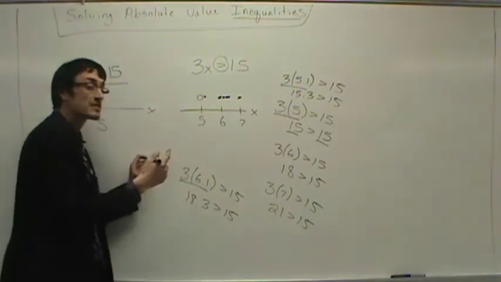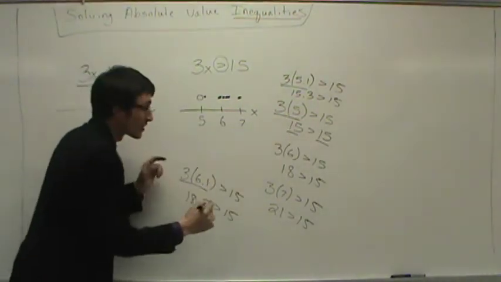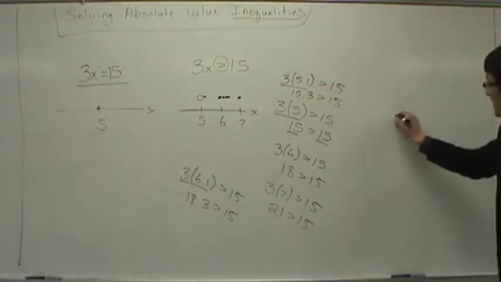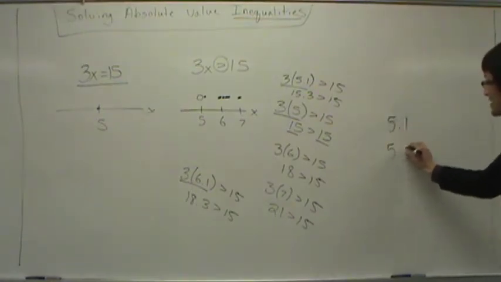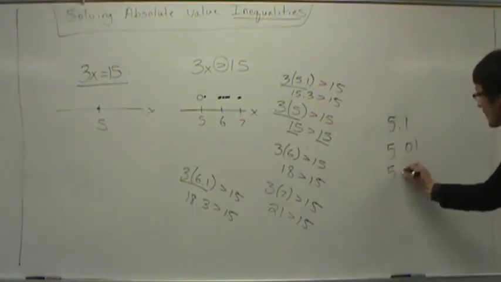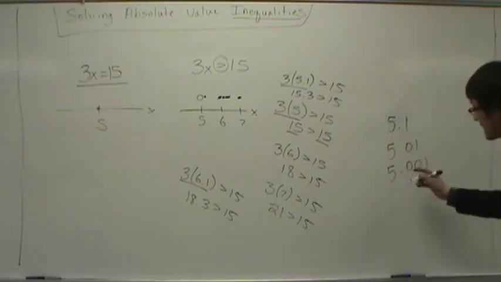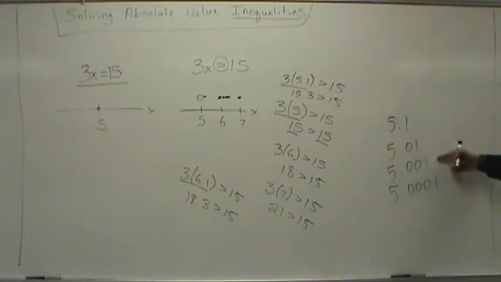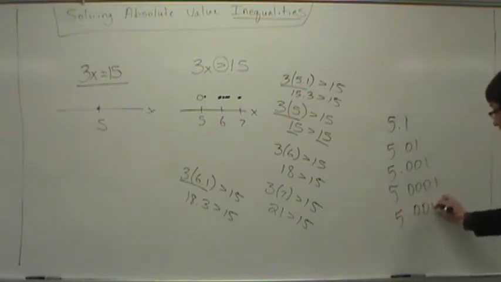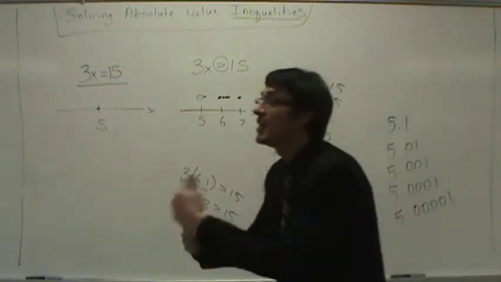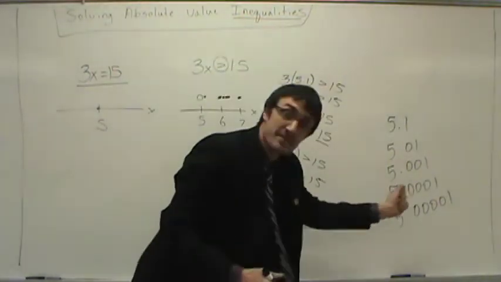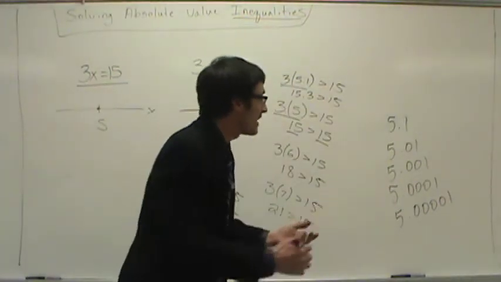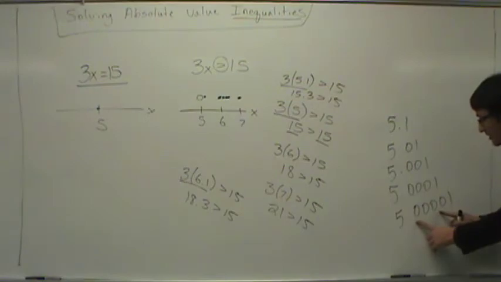So 5.1 works. Does 5.01 work? Yes. Does 5.001 work? Yes. Does 5.0001 work? Yes. When would we stop? Hopefully you say never. Does 5.00001 work? Okay, does 5.1 with a bunch of zeros and then a 1 work? Yes. So anything just slightly greater than 5 works.